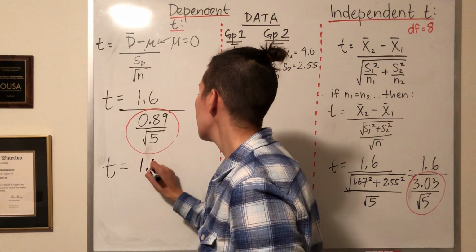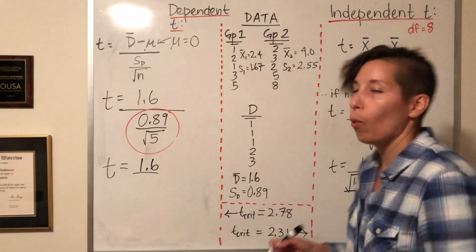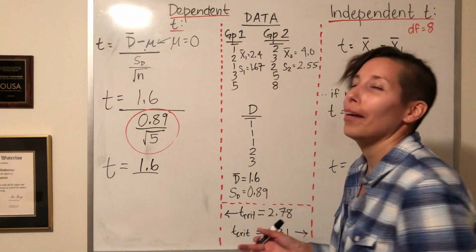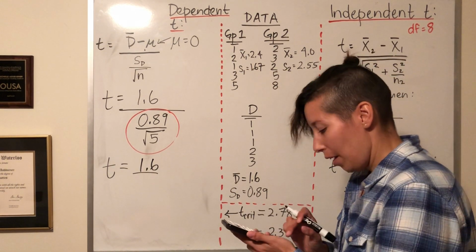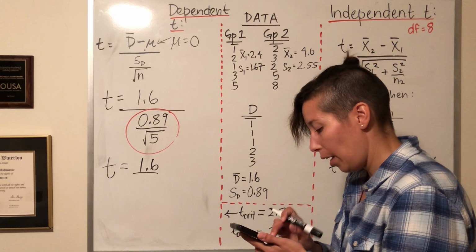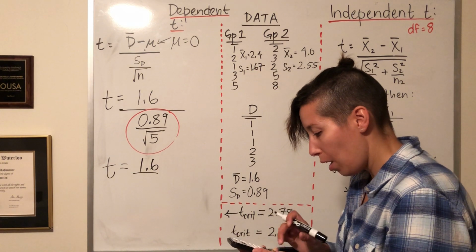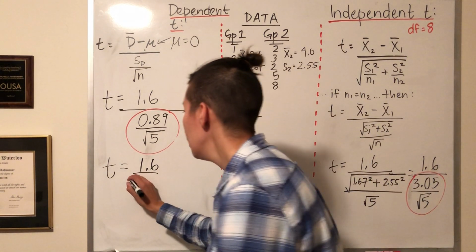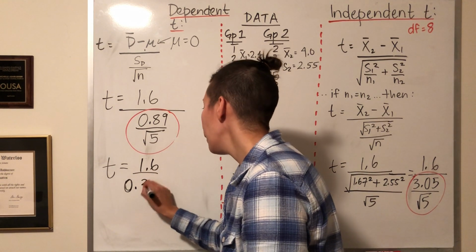So it's 1.6 divided by whatever that is. Okay, if you're bored, I should have said this, just skip ahead if you're not already doing that. And then we're going to go 0.89, and then we're going to divide that by the square root of 5, and I'm getting 0.398. I'm going to keep that.